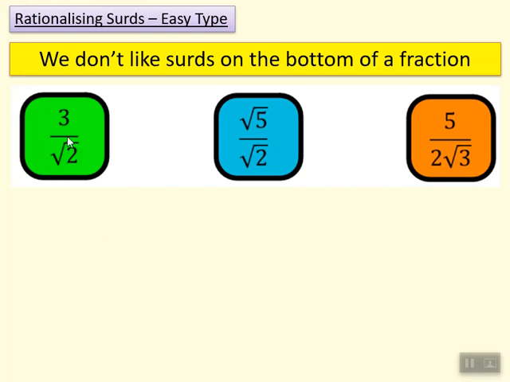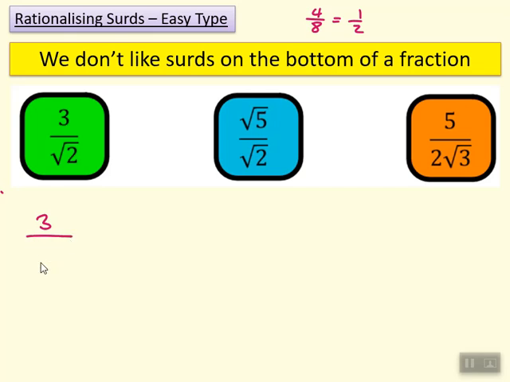Here, for example, we've got 3 over root 2. What we want to do is change the appearance of this fraction, not its value. We just want to make it look different, but in such a way that there is no surd on the bottom of the fraction. For example, 4/8 is the same as a half, isn't it? They're both the same fraction, but one is simplified. We're kind of doing that again with this sort of thing. So how do we do that?